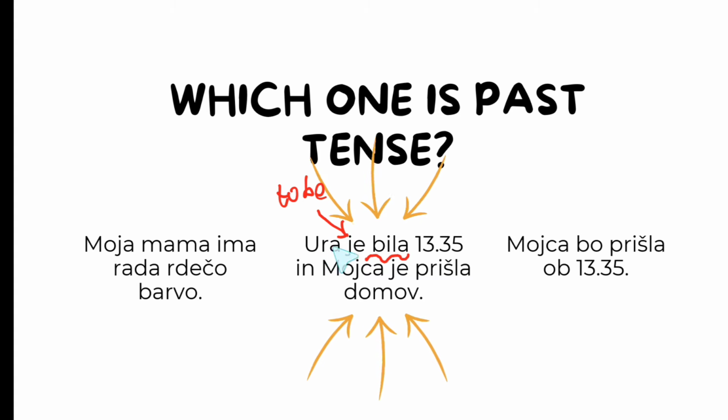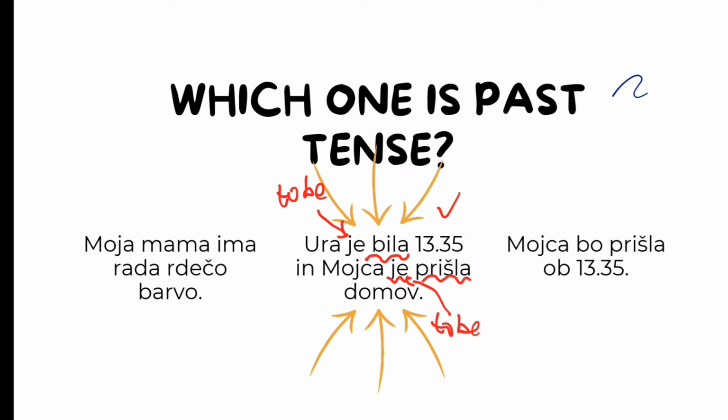So here we have time was 13:35, which means 1:35 p.m. And Mojca je prišla domov, and Mojca came home. Here we have again je, which is another to be, prišla, which is another L ending, and domov, which means home. So that's how we know this is correct.